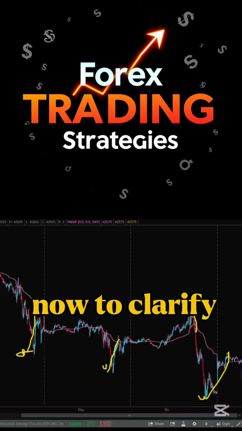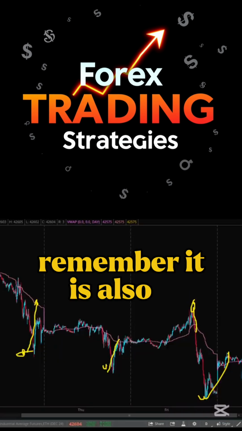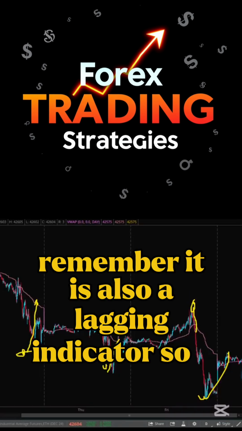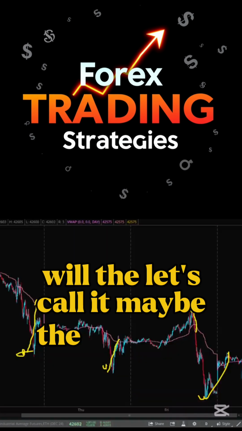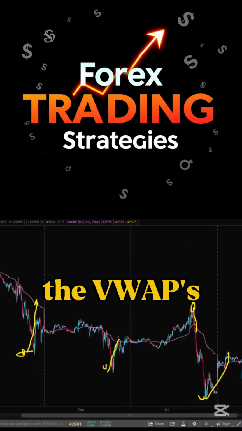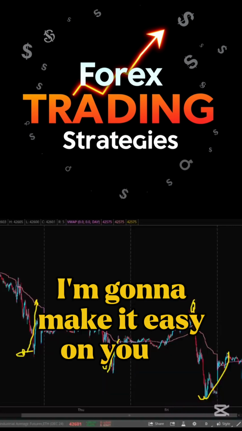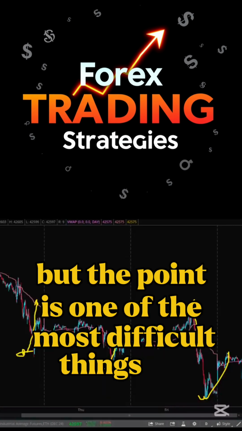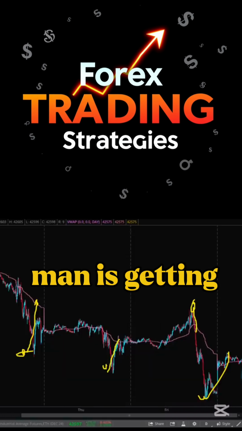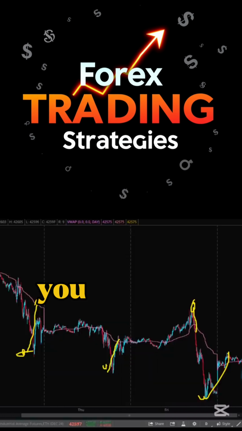Now, to clarify that statement, remember, it is also a lagging indicator. So if the asset stays down, well, let's call it, maybe the market's going to cheat a little bit. The VWAP's going to come down like, okay, I'm going to make it easy on you to bounce. But the point is, one of the most difficult things for new traders is getting on the right side of the trade in the first place. So this will tell you what to do.